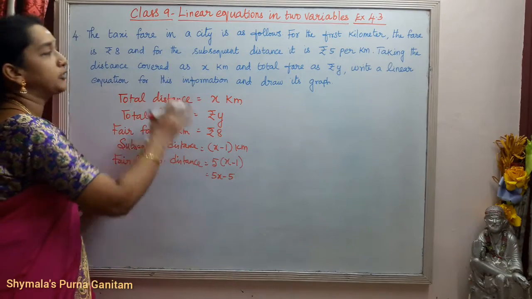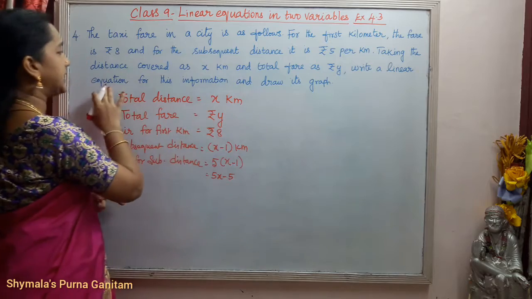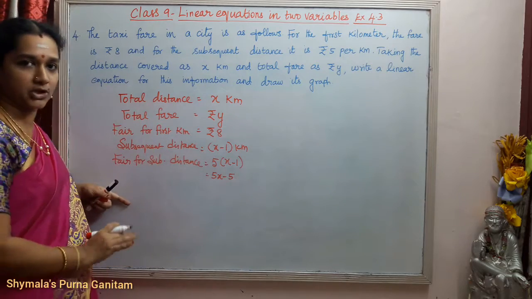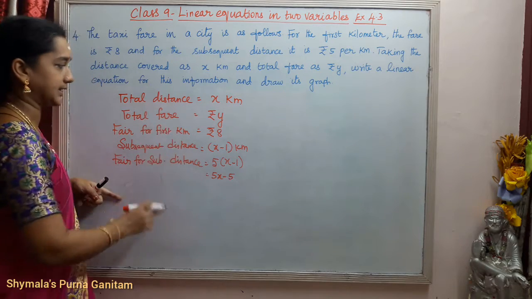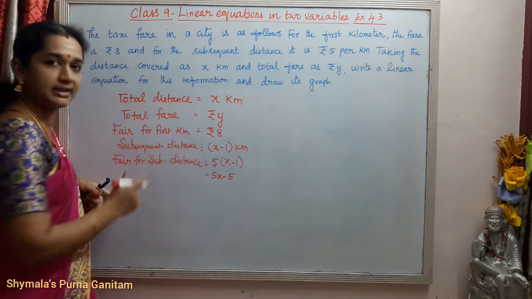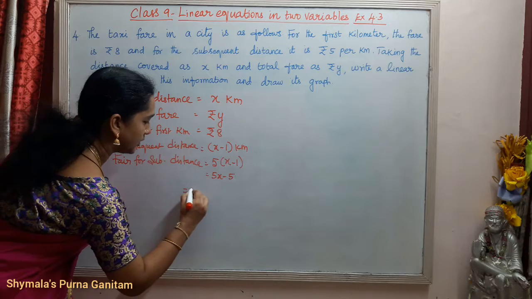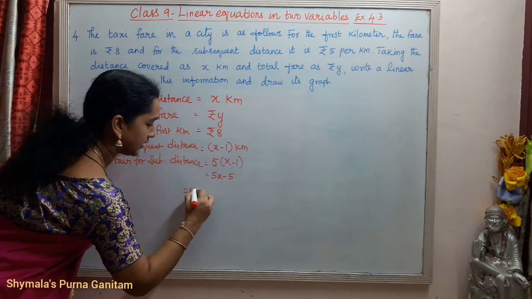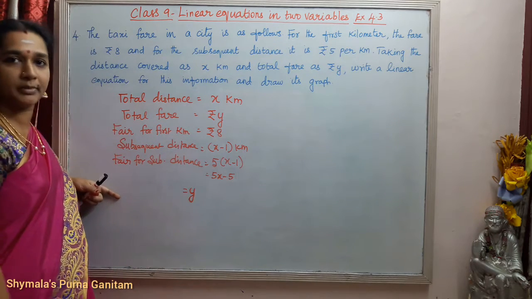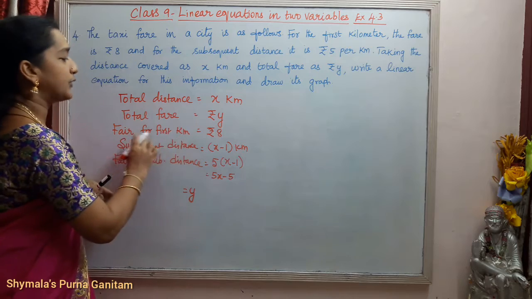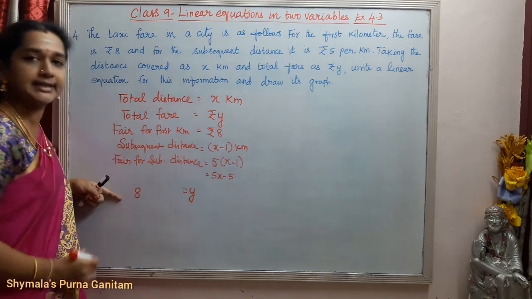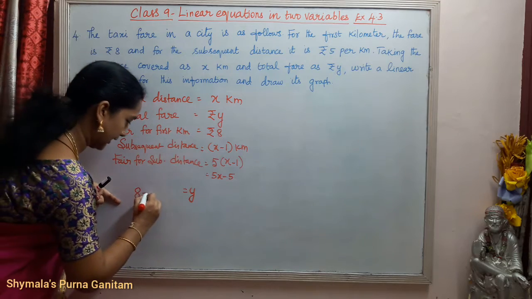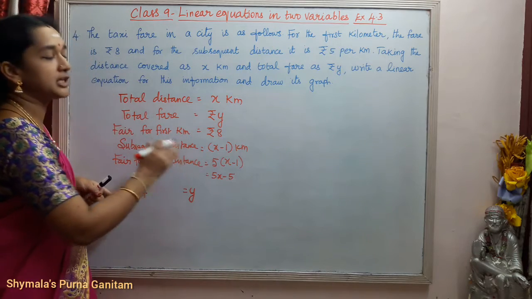Okay, so now we have to make it as an equation. So write a linear equation for this information. What is given? The total distance covered is given as x kilometer. Total fare is y. Then the fare for the first kilometer, we will take it as 8, plus the fare for the subsequent distance.